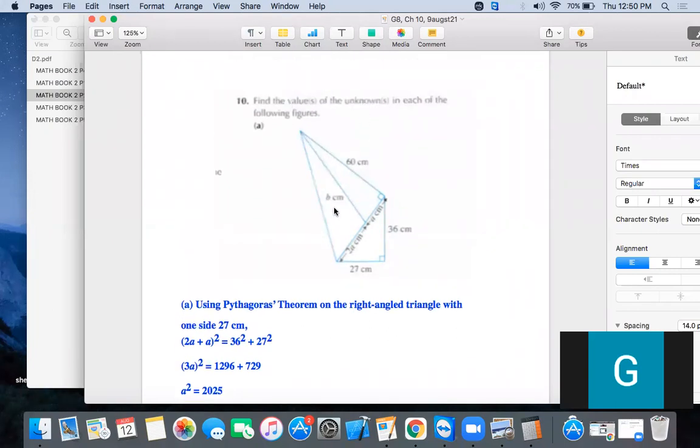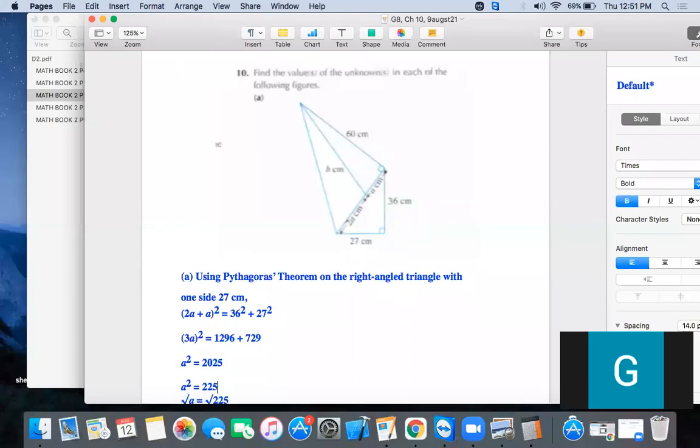So what are the unknown sides? b centimeter is unknown, the hypotenuse 2a and a are unknown, and this a is also unknown. This side is given as 27, this side is 36, and this side is 60 centimeter. What we have to do is find the values of the unknowns.